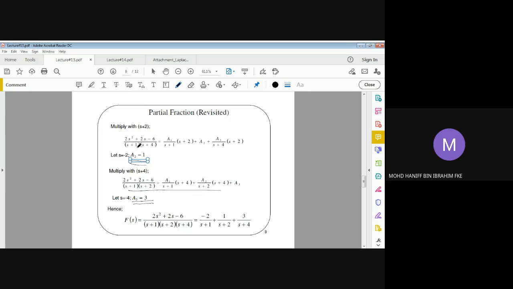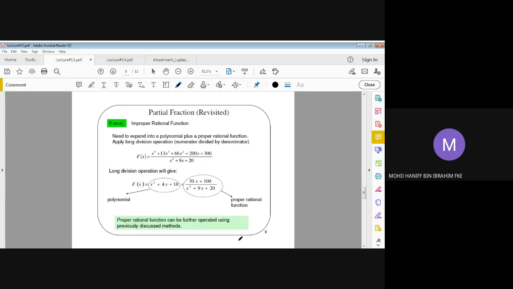So once you have a1, a2, and a3, you can then say that the partial fraction for this F(s) will be in this particular form. Okay, so that should be the partial fractions method. It's very straightforward. Okay, so that is for the first case where we have a proper rational function.